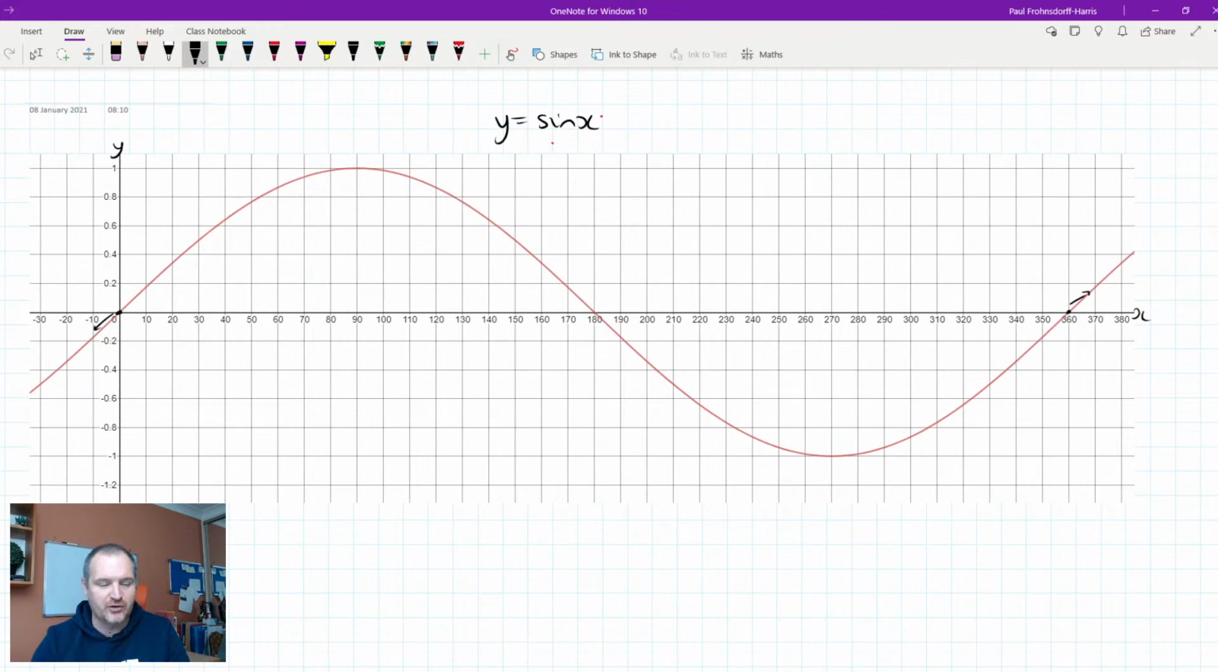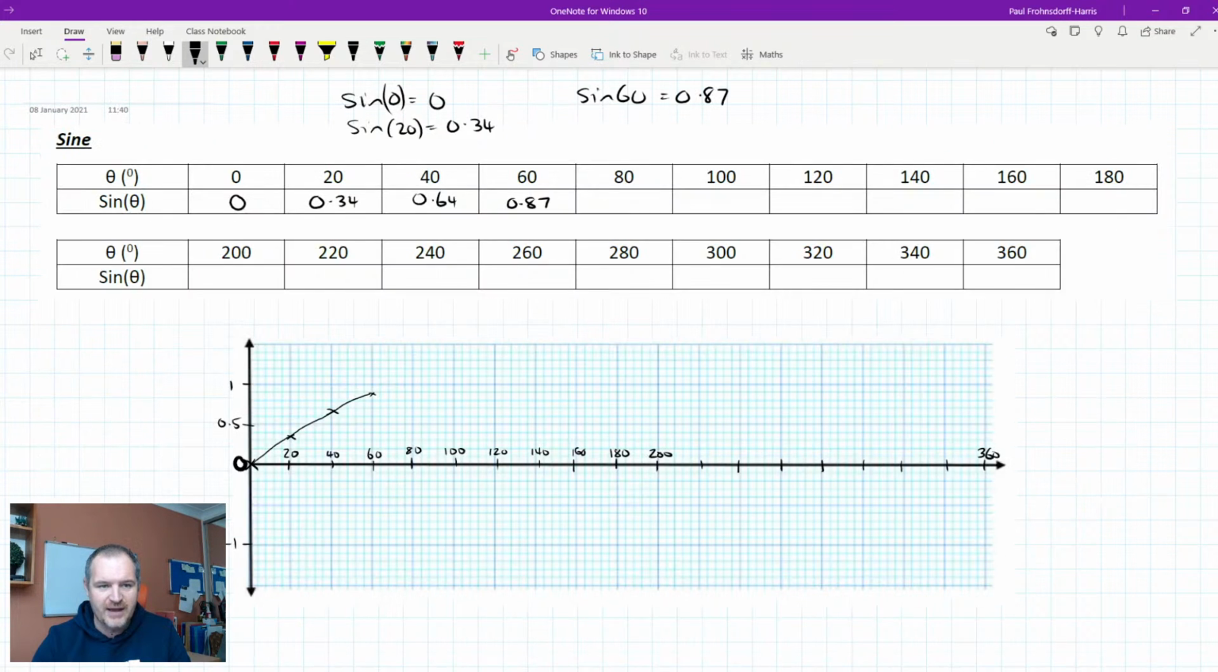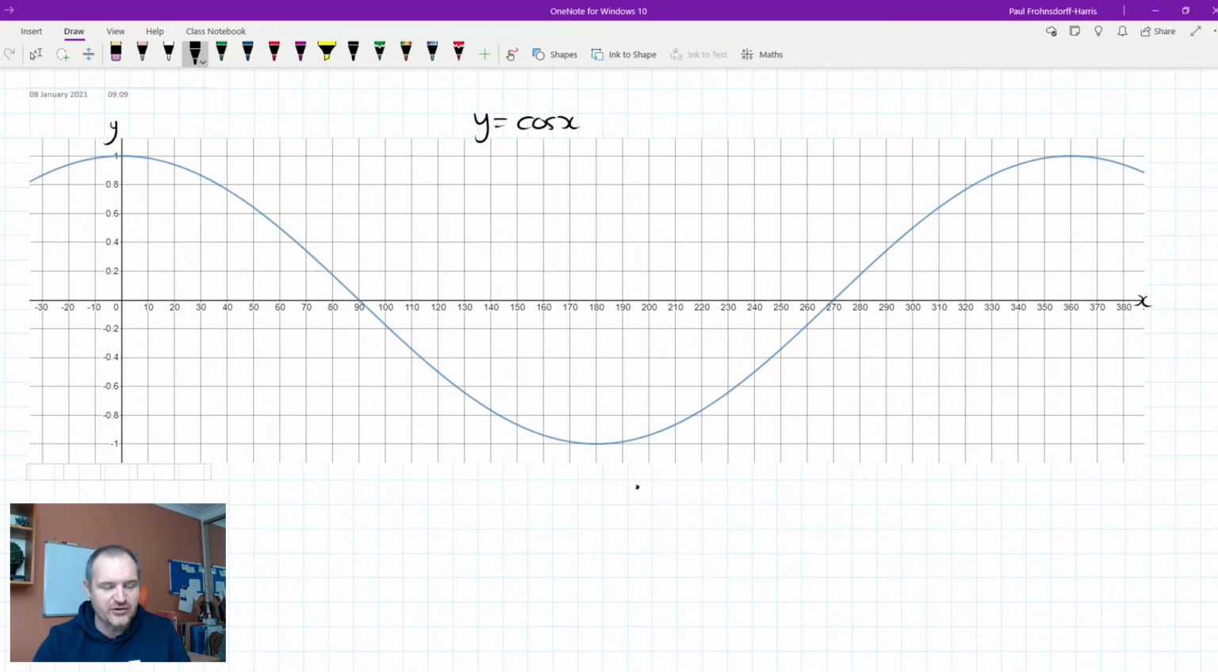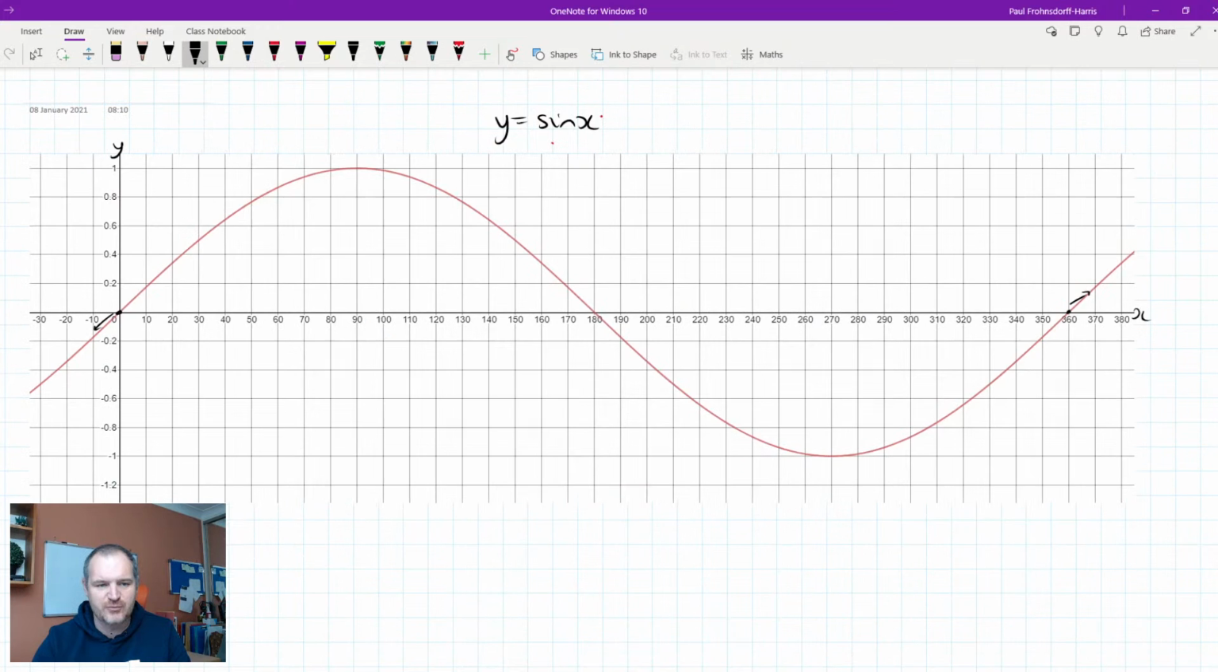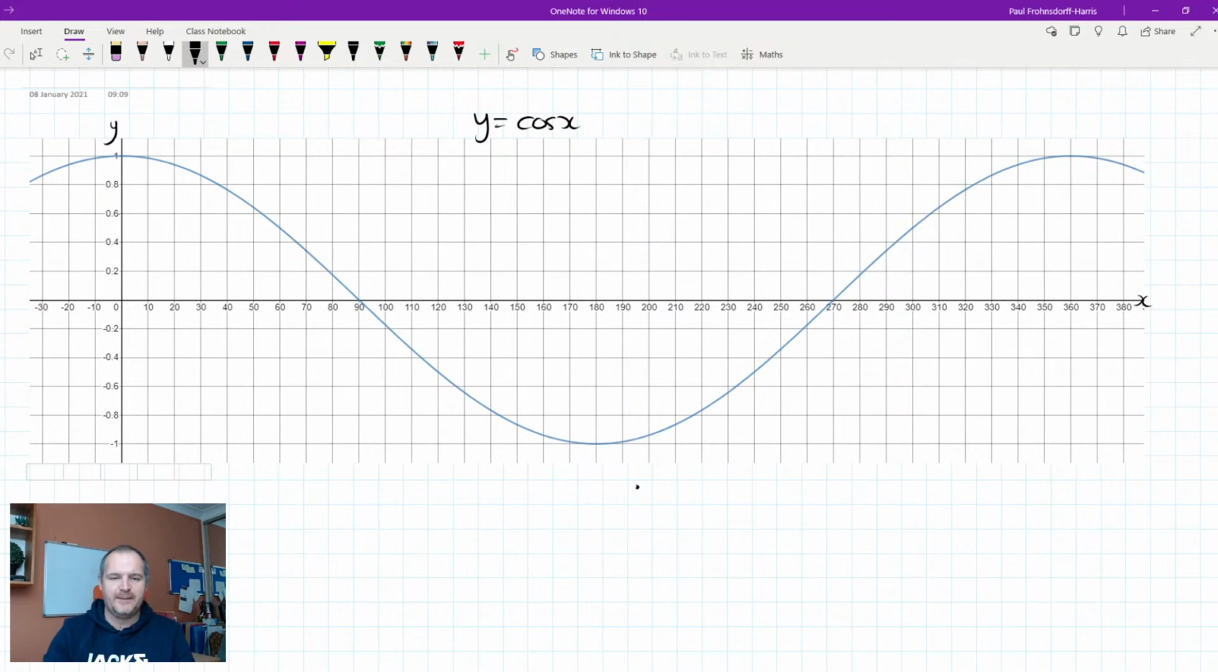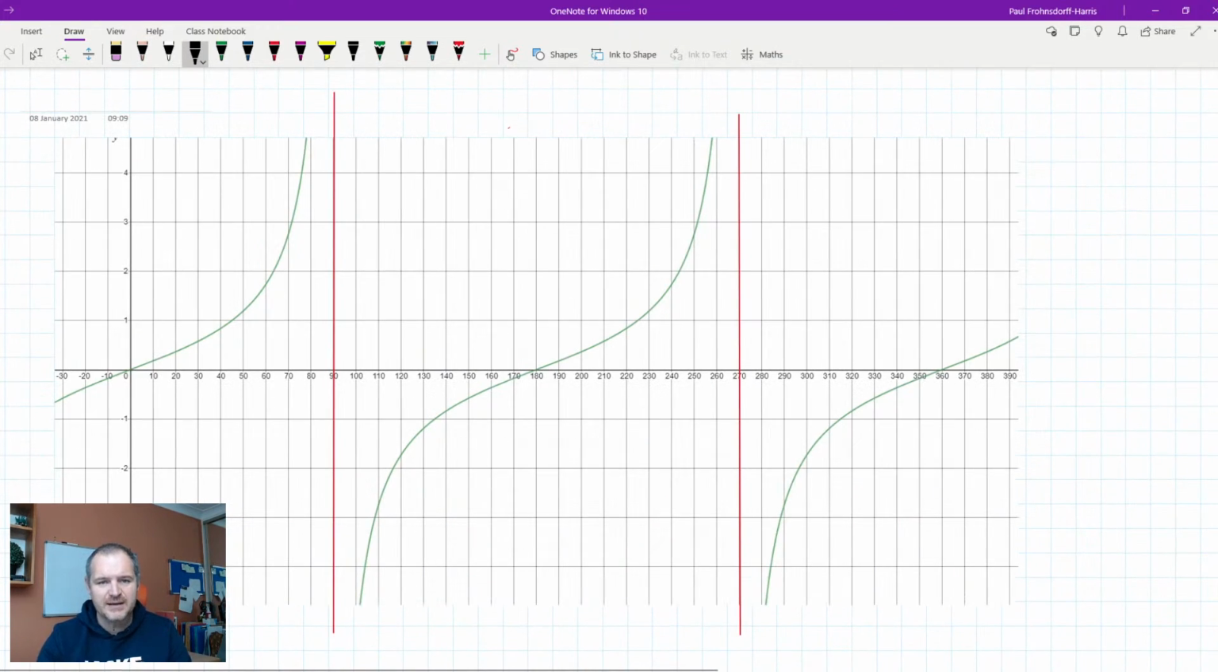So y equals sine x starts at 0, 0. And then if we carry on to cos, it doesn't. It starts at 1. It's like the curve has been moved 90 degrees that way. And then tan is this weird one. It still goes through 0, 0, you can see. But y equals tan x, the green.